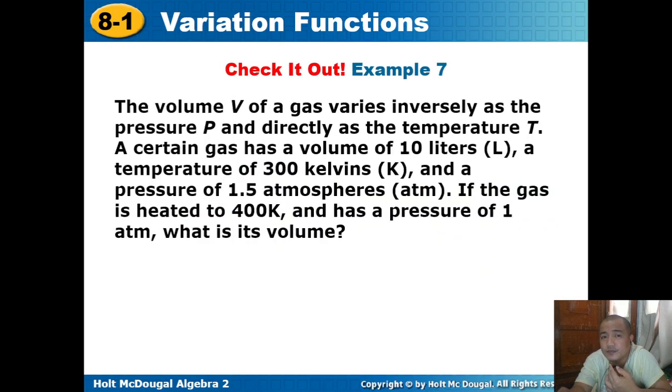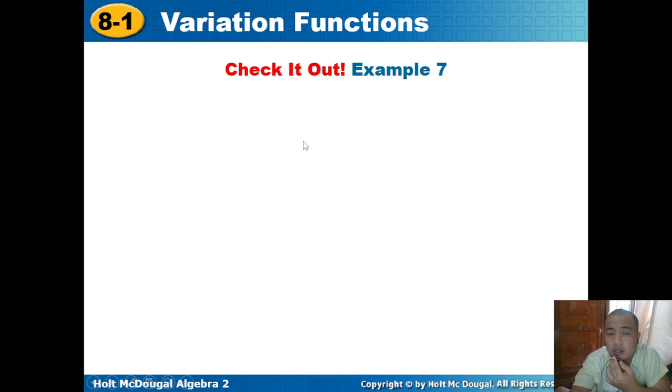Alright, another. The volume V of a gas varies inversely as the pressure P and directly as the temperature T. A certain gas has a volume of 10 liters, a temperature of 300 kelvins, and a pressure of 1.5 atmosphere. If the gas is heated to 400 K and has a pressure of 1 atm, what is its volume? Again, this is an example of a combined variation because it says inversely and directly, a combination of inverse and direct.